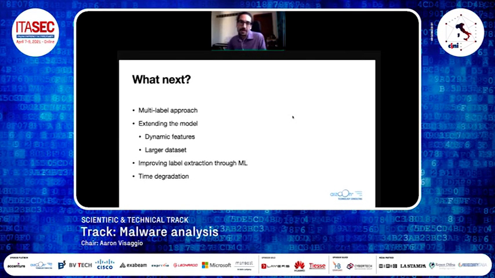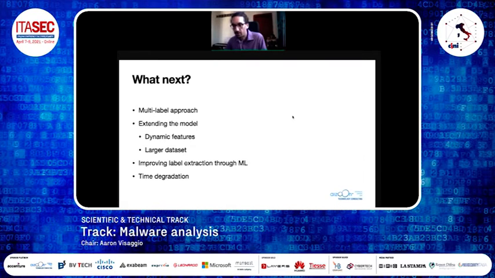The next steps are, first of all, a multi-label approach, especially for the behavior classification. We know that a single sample can belong to many different classes. So the first expansion of the model is to consider a multi-label approach, and to extend the feature space with dynamic features or consider larger datasets, if possible.